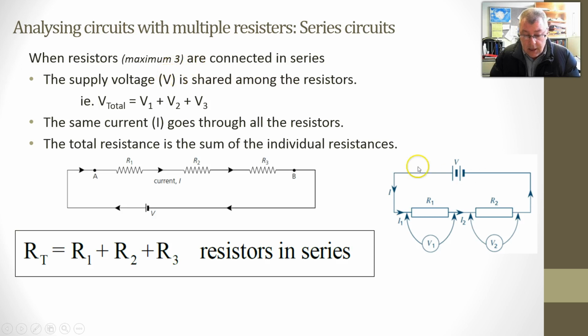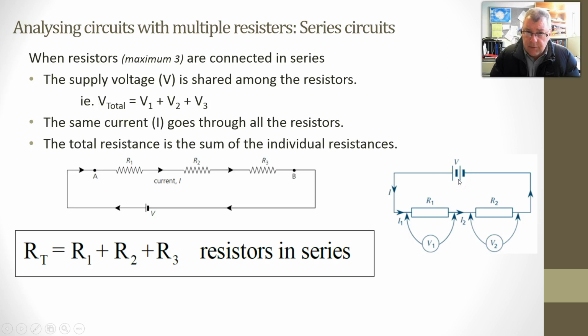So here is an example of a series circuit with 2 resistors. This is an example of 3 resistors, and we should be able to familiarize ourselves with the symbols that we have here. Now what do we know about these circuits? Well, first off, the supplied voltage, so the PD or the voltage supplied by the battery, is shared amongst the resistors, and so each resistor will have its own voltage across it, which we could measure with a voltmeter like this, and these voltages V1 and V2 would add up to the supplied voltage.